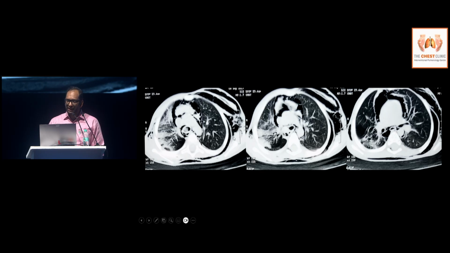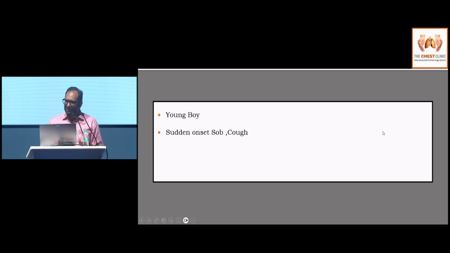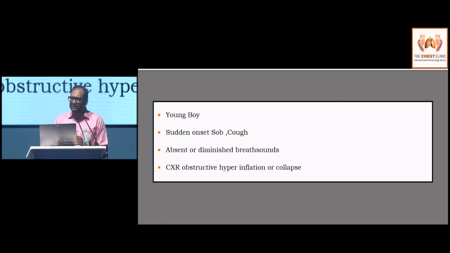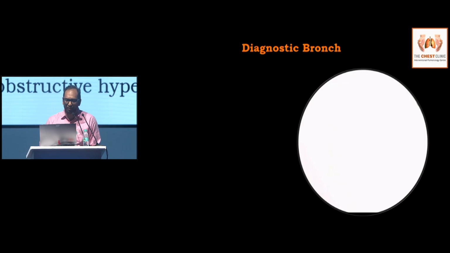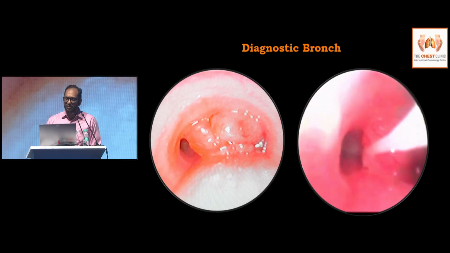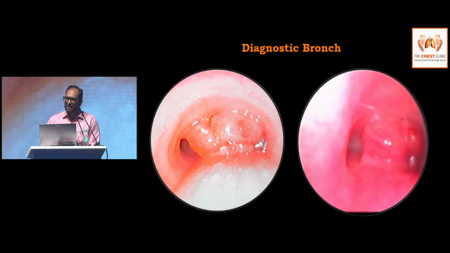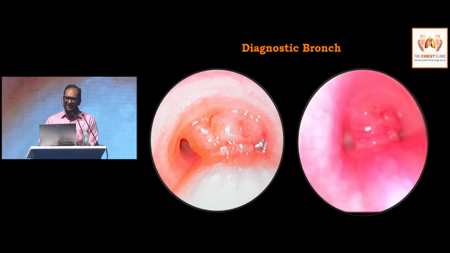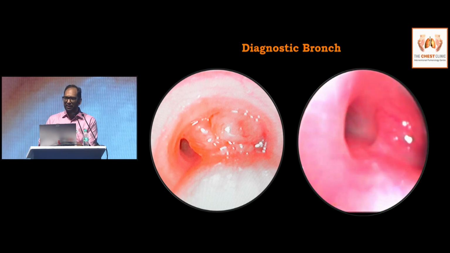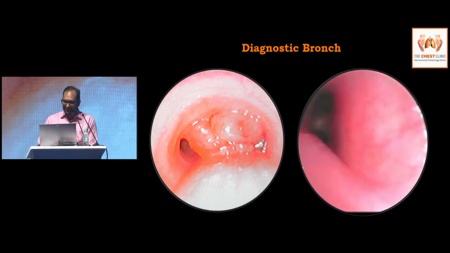So we did a CT scan, it shows that there is something in the right main bronchus, and the right lower lobe bronchus is patent. Young boy, sudden onset of breathlessness, cough, diminished breath sounds on one side. Chest X-ray was showing an obstructive hyperinflation and some subcutaneous emphysema. Initially, we thought it was a foreign body. We did a diagnostic bronchoscopy. To our surprise, there was a large mass sitting in the right main bronchus. This is a 2-year-old child, and he was crashing. So we had to do something else.